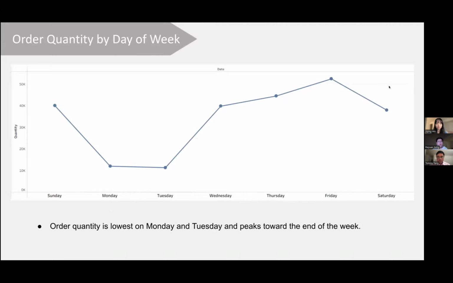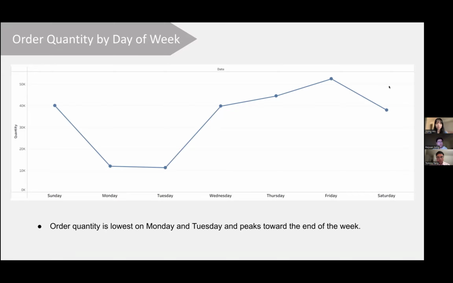And according to our observations of the weekly data, the order quantity varies significantly across the week, with a very clear low on Monday and Tuesday, and a peak toward the end of the week. It shows a very clear weekly cycle. So we had the question, why does this pattern occur?